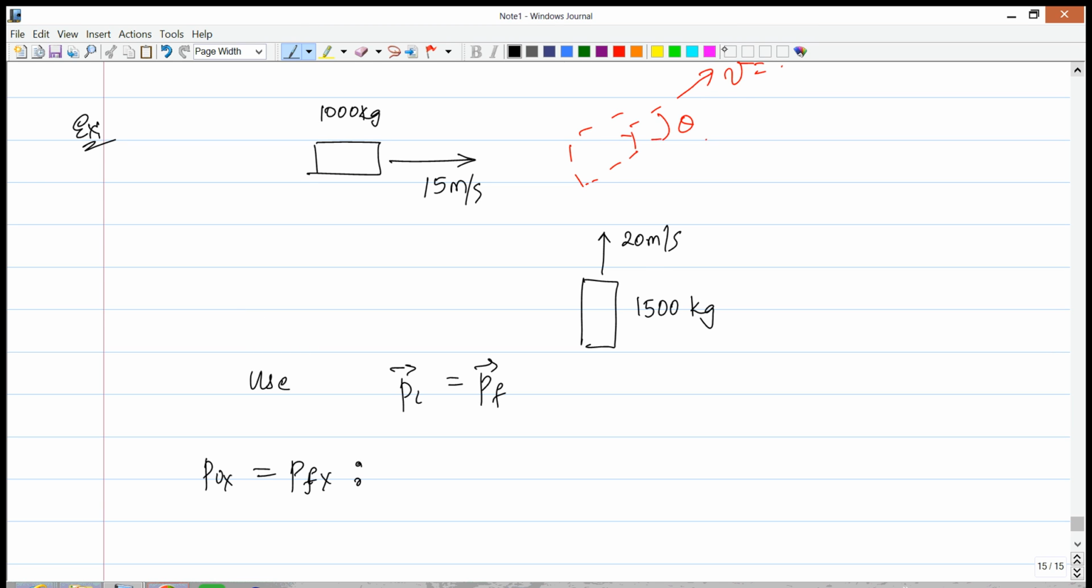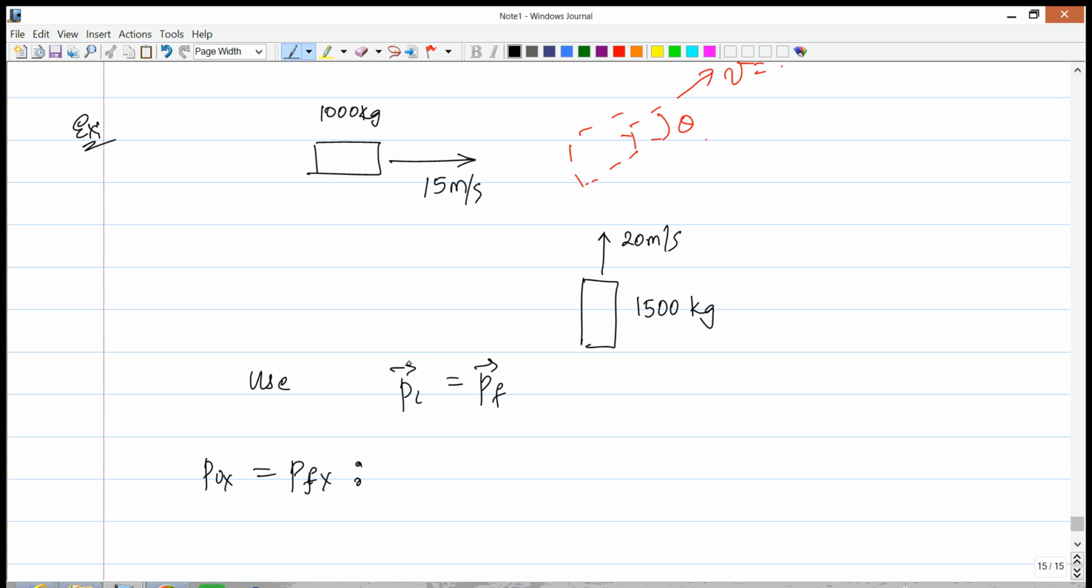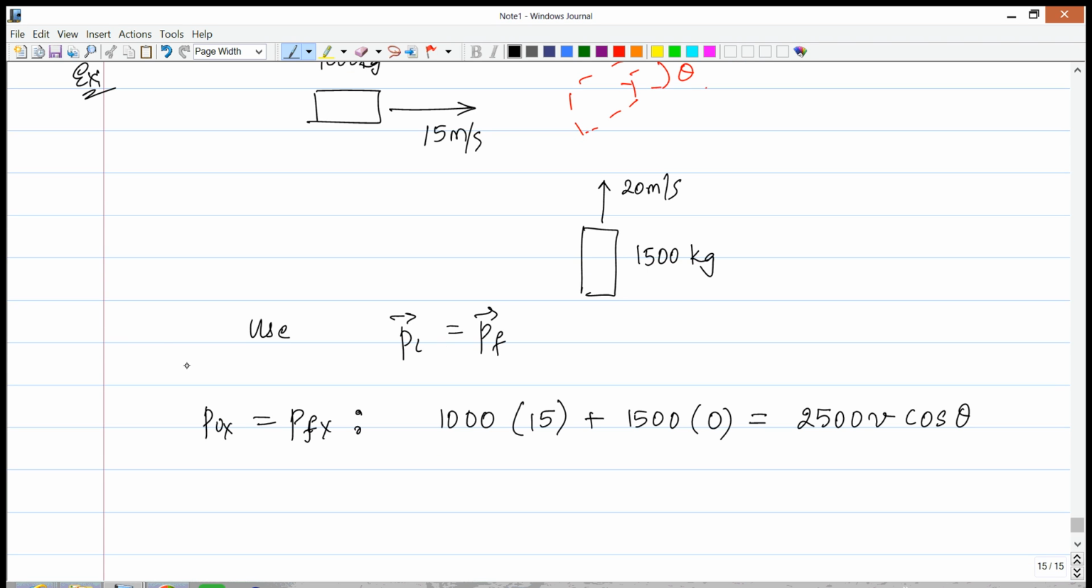In the beginning, let's look at the momentum along the x direction. The only object moving along the x direction in this problem is the 1000 kg vehicle, and it has a momentum of 1000 times 15. The x momentum of the 1500 kg vehicle is 0 because it is only moving along the y direction in the beginning. That gives us all our initial momentum. The final momentum, since they move as one unit, has mass 2500 and speed v, so the momentum is 2500 v, but along the x direction we have 2500 times v cosine theta. This is momentum conservation along the x direction.